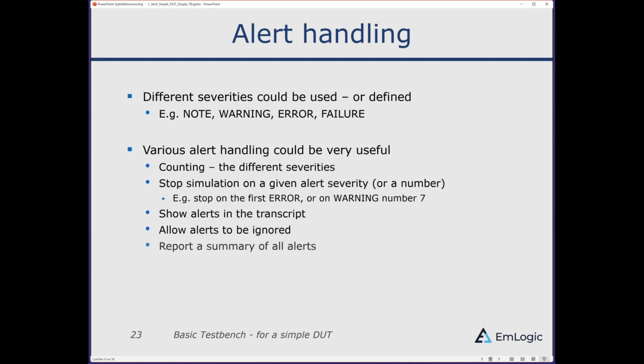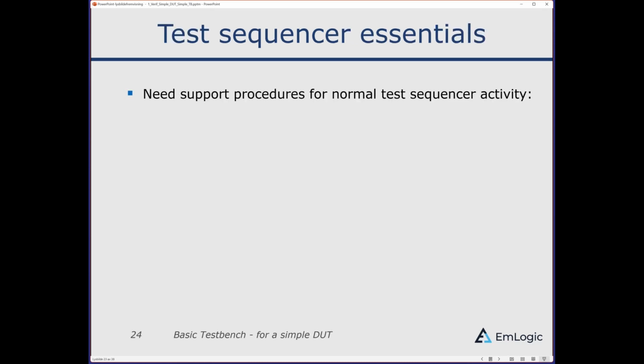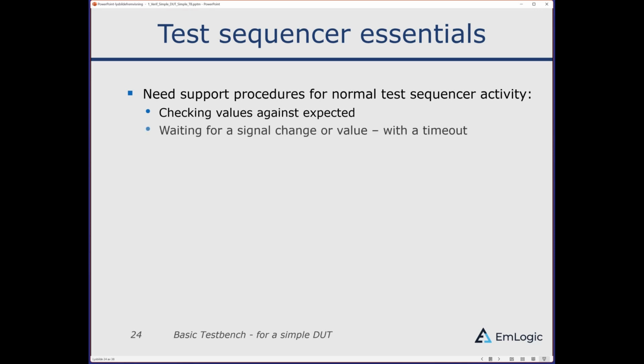Okay, alert handling. Again, you can use different severities. I mentioned that previously. It could be note, warning, error, and failure as defined in IEEE. But it can also be very useful with various alert handling, like, for instance, counting the different severities, stopping the simulation on a given alert severity, or a number of such, for instance, to stop on the first error, or on warning number 7. Show the alerts in the transcripts could be really useful, or in a log file.